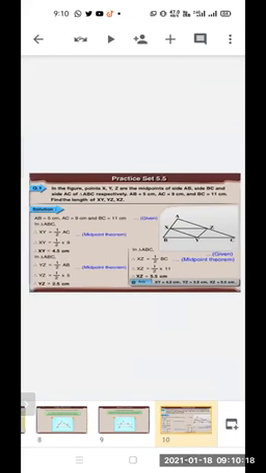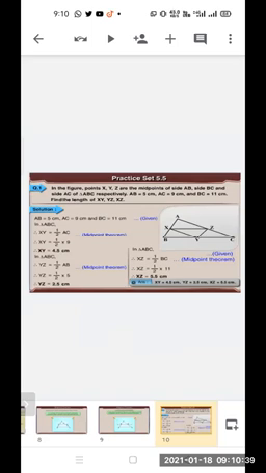I think everything is clear to all. All the theorems and all the properties are clear to all. So let us start with practice set 5.5, children. In that, we are going to solve the first question. All the theorems we have learned, we are going to apply to solve these questions.